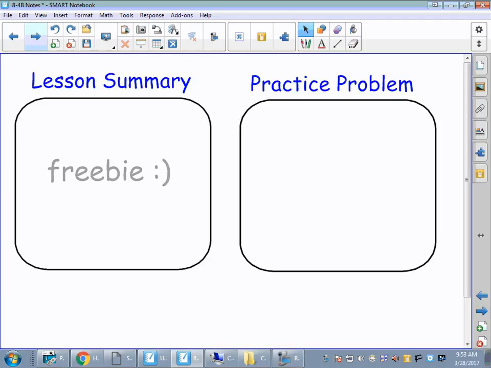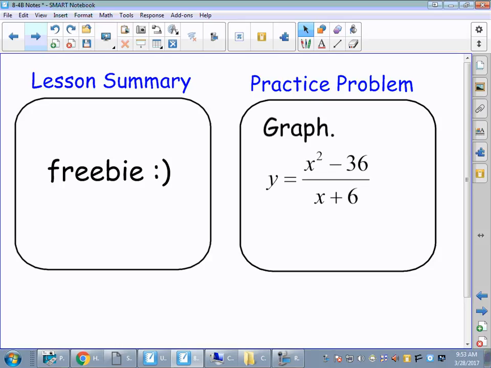So what I need you guys to do, freebie on the lesson summary, is graph this rational function below. Good luck.